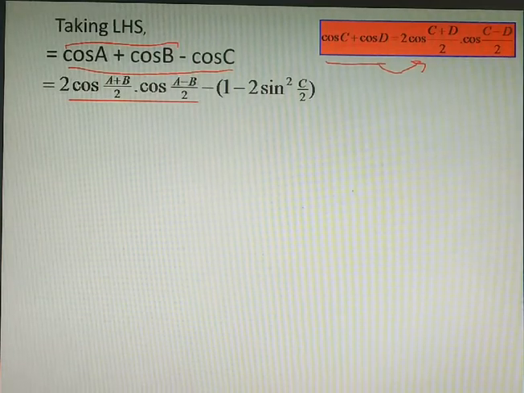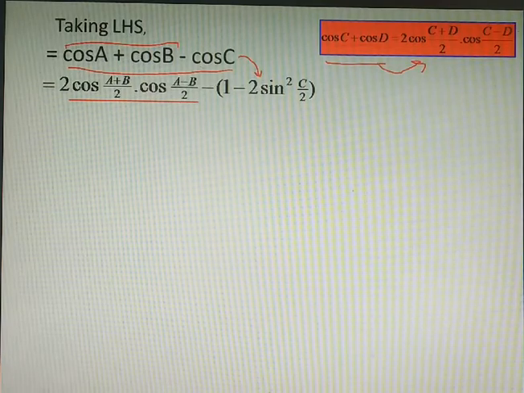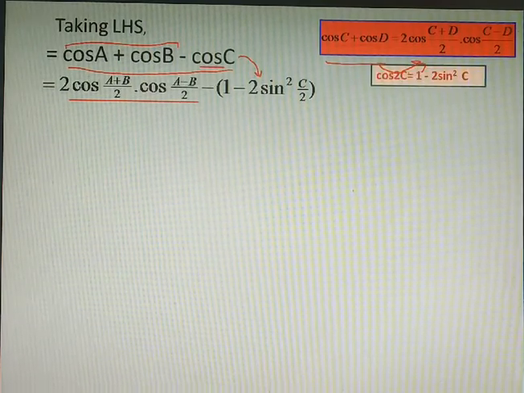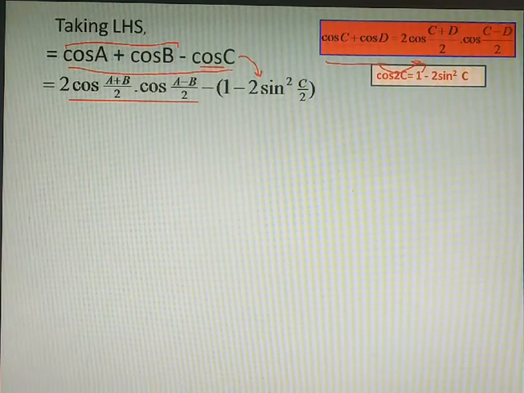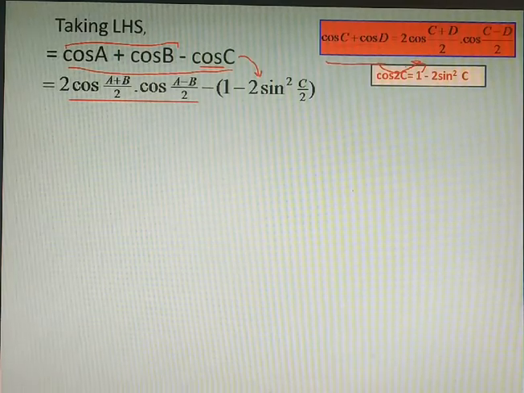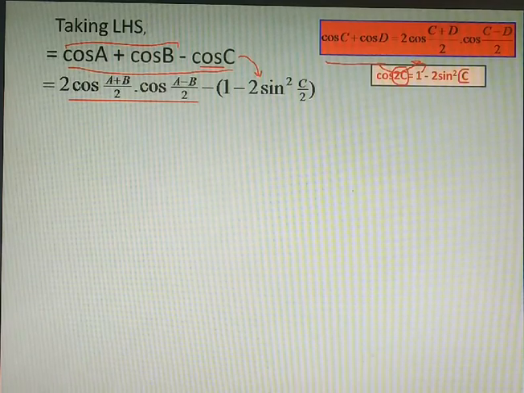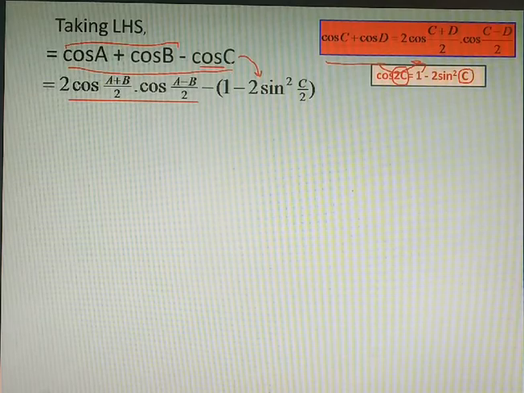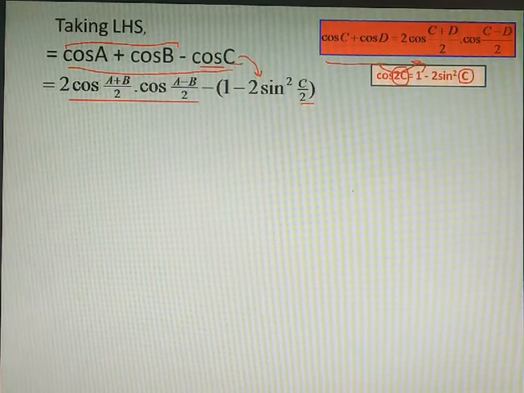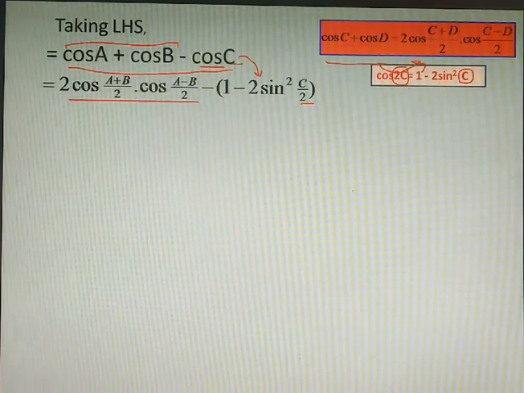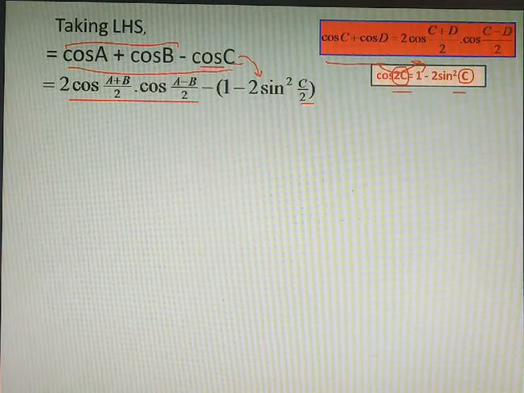And regarding the terms that we have in the bracket, this again comes from the formula cos 2C = 1 − 2 sin²C. So whenever the angle is 2C, then on the right side the angle must be C, and when it is only C, the angle must be C/2. So we are following the submultiple angles here. The angle on the right side must be half of the angle on the left side.